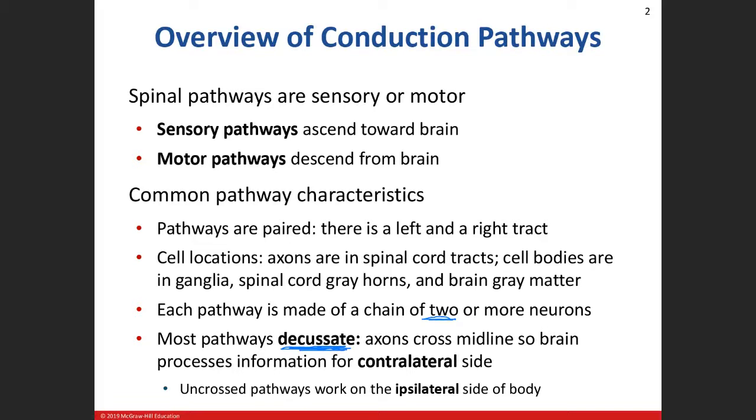Okay, so when they cross over to the opposite side, we call that the contralateral side. Now, some don't cross. They stay on the same side, then we refer to that as an ipsilateral side of the body. Okay? There's some that don't cross.